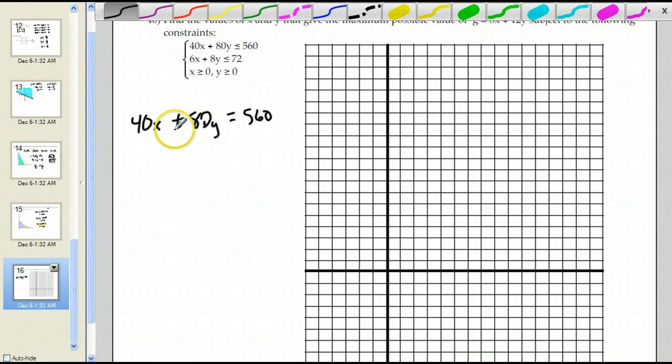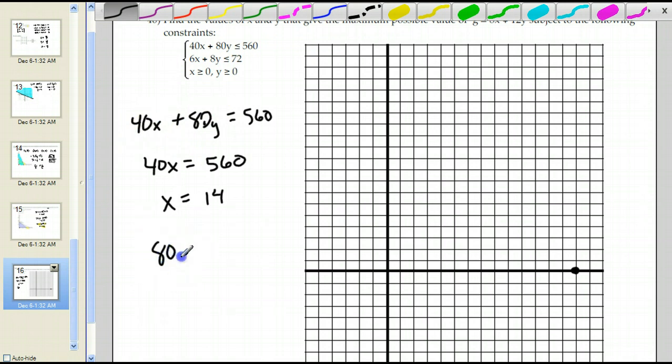Alright, so the x-intercept of this occurs when y equals 0. So 40x equals 560. So x equals 14. 1, 2, 3, 4, 5, 6, 7, 8, 9, 10, 11, 12, 13, 14. Yeah, that'll be the biggest one. The y-intercept occurs when x equals 0.